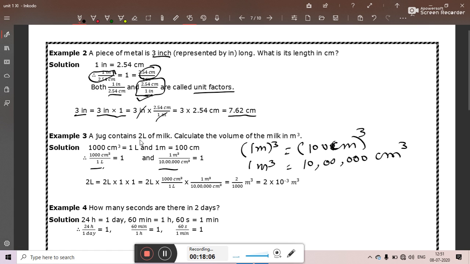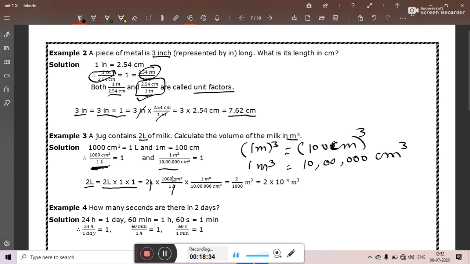Now we have to convert 2 liter into meter cube. Now 2 liter can be written as 2 liter multiplied by 1 multiplied by 1. In order to cancel out liter from 2 liter, we require liter in the denominator. That means here we can use this in the multiplication, so into 1000 centimeter cube upon 1 liter. So liter will be cancelled.